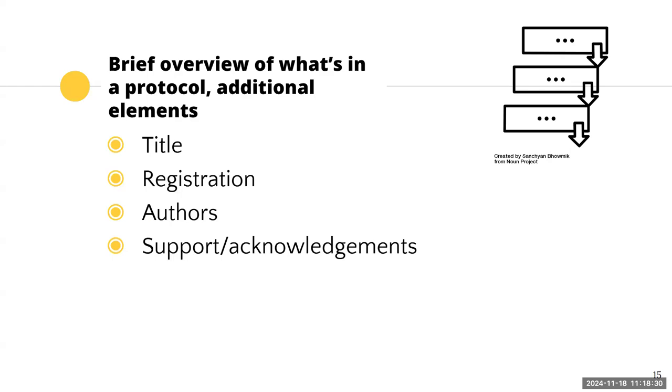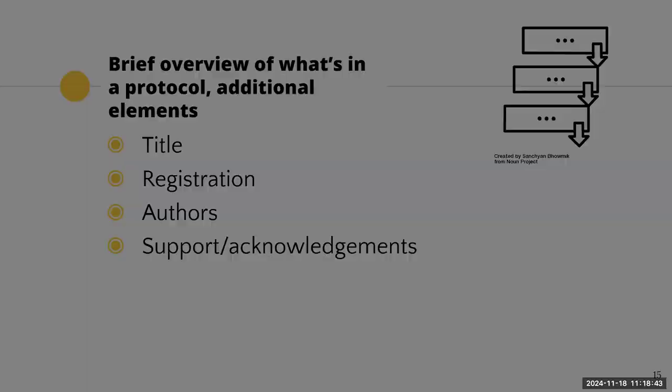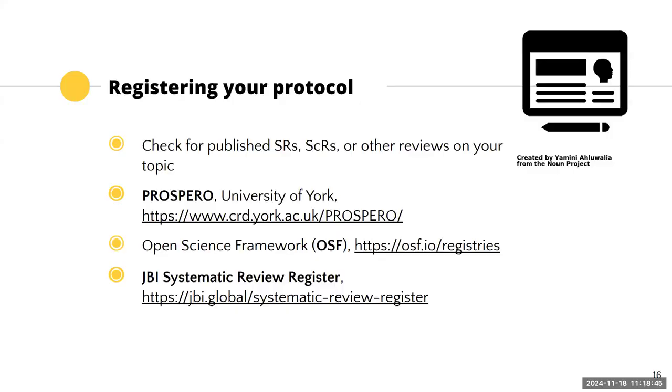Some additional elements I didn't mention that you would include are the title of your review, the registration, where you've registered it, who the authors are, and any support you received or acknowledgement that you need to make. So, the registration of your protocol. Before you register, and ideally before you've even started writing, you would have searched for existing systematic reviews, scoping reviews, and other reviews on your topic.